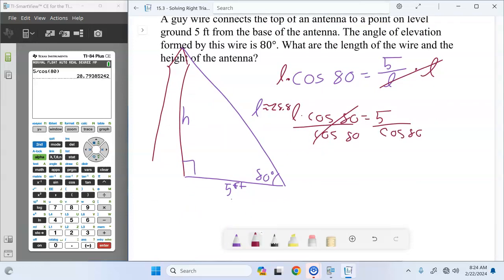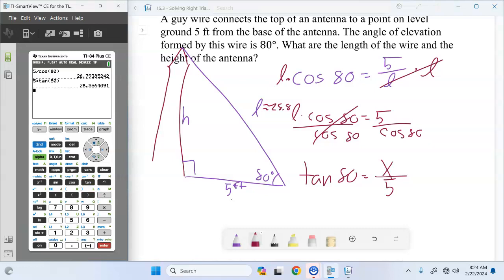We can't use the hypotenuse for anything because that's a rounded value. We don't want to use it for any future computation. So we still need to use this one, which means we're going to have to use tangent of 80 equals height over 5. So we actually get a value that's pretty close, 28.4 feet long. So the guy wire and the tower are approximately the same length. They're off by just a little bit.